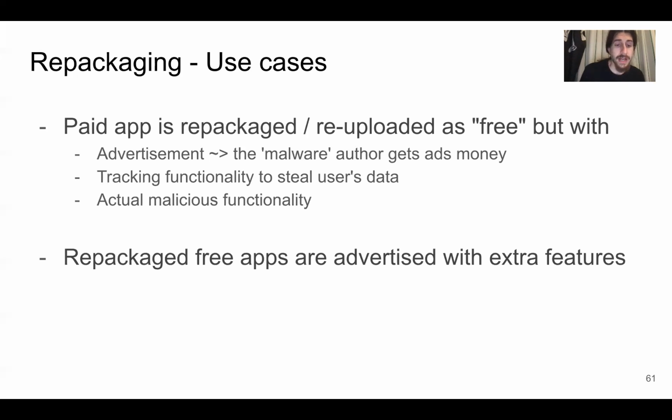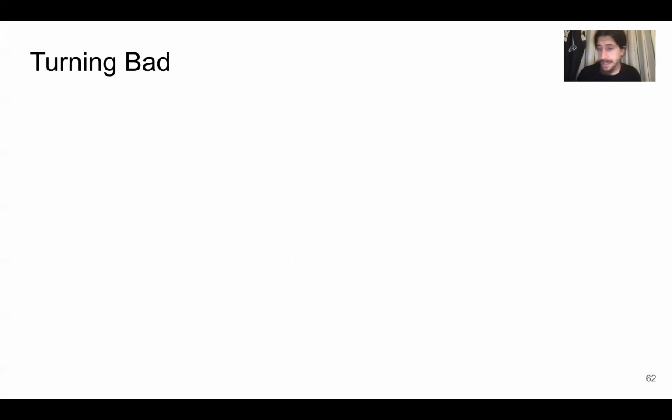Again, repackaged free apps could be advertised with extra features, and these features may not even exist. It's difficult for the user to understand this, and maybe when they understand that these features do not exist, it's too late for them. And then one of the last examples I have is the stepping stone, but I think it's very, very interesting. So the stepping stone is the following scenario of how an attacker can actually get the malware on the user's phone.